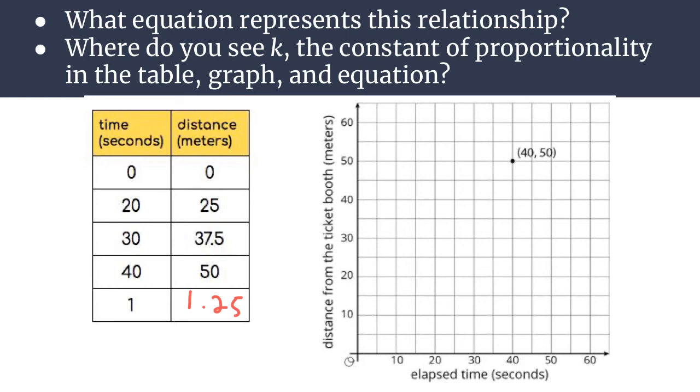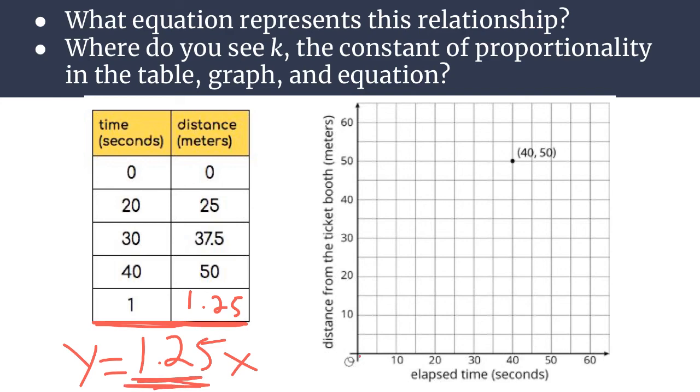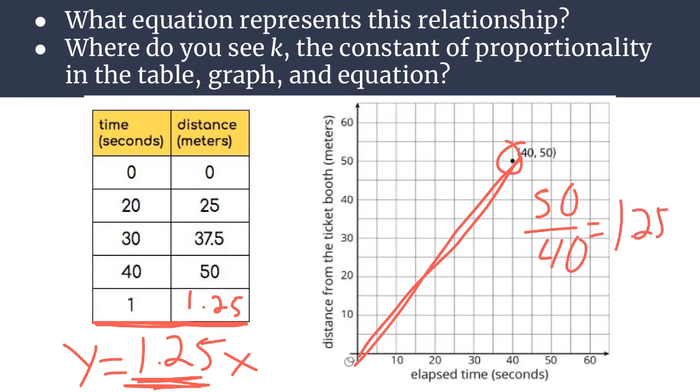What equation represents this relationship? Where do you see k, the constant of proportionality, in the table, the graph, and the equation? Well, I can see right here in the table that the unit rate is 1.25. The equation is then going to be y equals 1.25x, and there's the constant of proportionality there. And then when I made my graph and I picked any point along that line, like this one, and I divided the y by the x, I find the constant of proportionality again. So we can find the constant of proportionality in the graph, in the table, and in our equation.